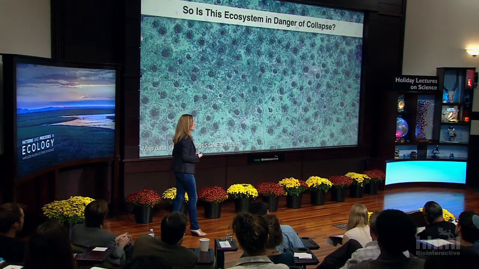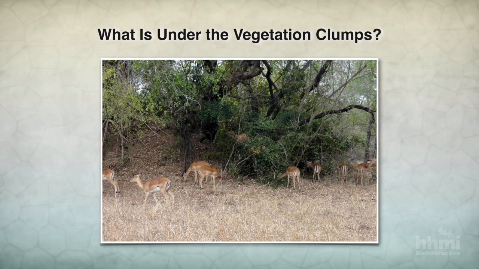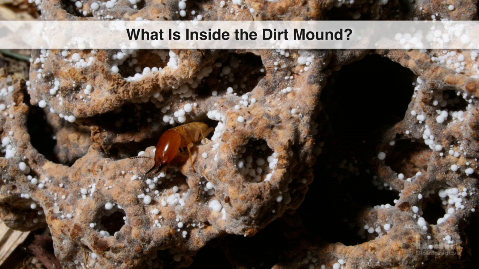Well, let's take a look at what's under one of these clumps of vegetation. As we go down, we see that in fact under every clump of vegetation, which is quite a big clump, you see a big mound of dirt. Now what's inside that mound of dirt? Termites. This is a little termite.